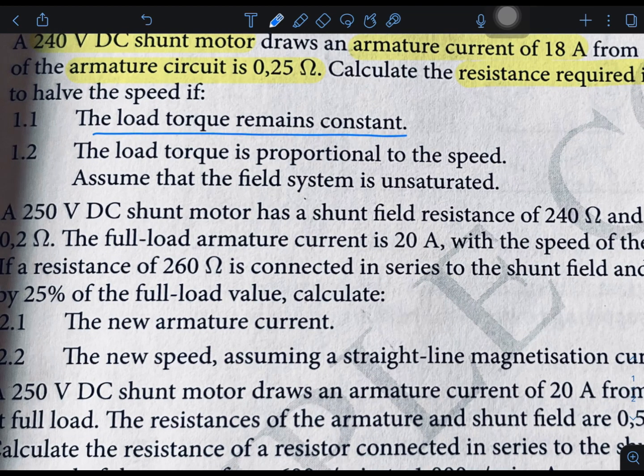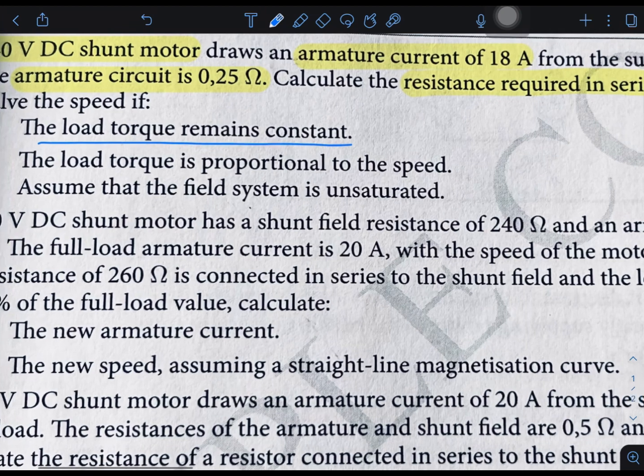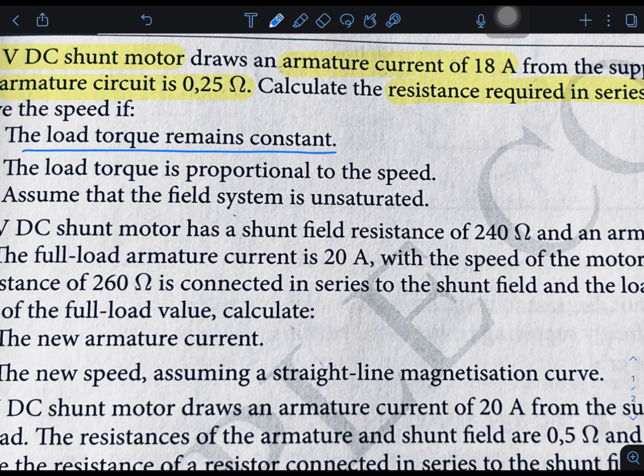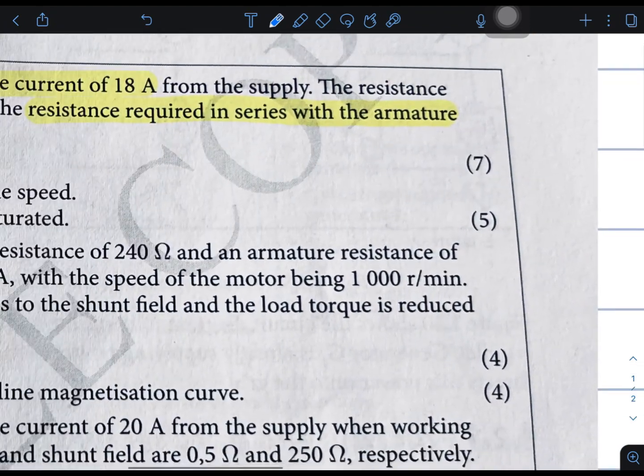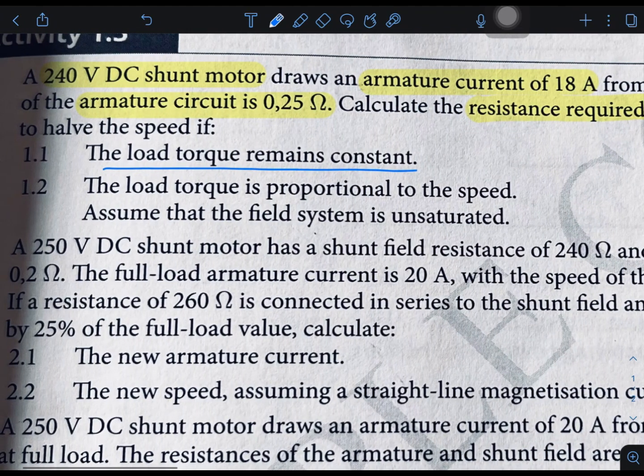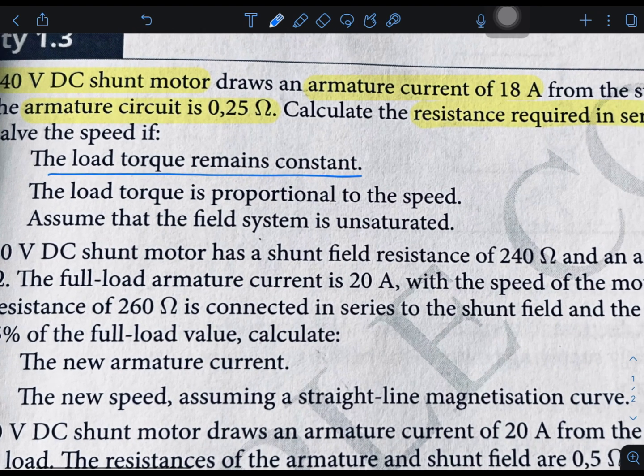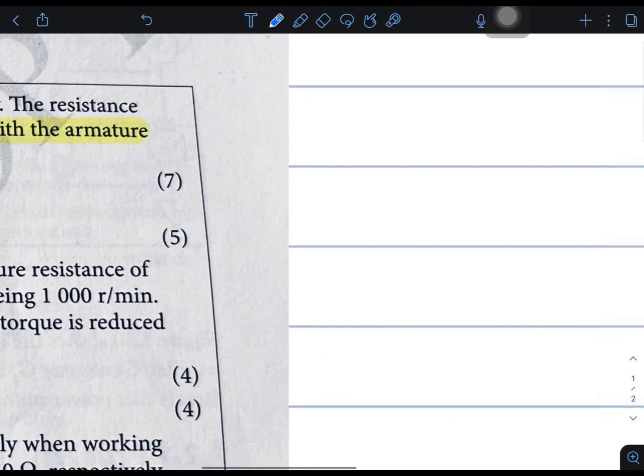Okay. The next question, 1.2, says the load torque is proportional to the speed, meaning if the speed is increased, the load torque increases. If the speed is decreased, the load torque decreases. Assume the field system is unsaturated. Assuming that the field system is what? It's unsaturated.